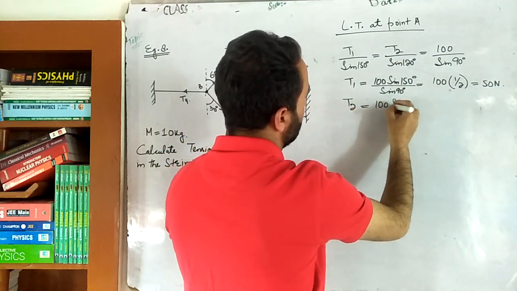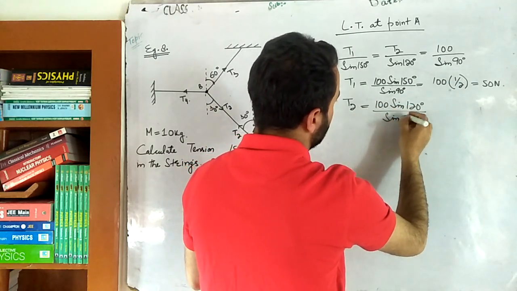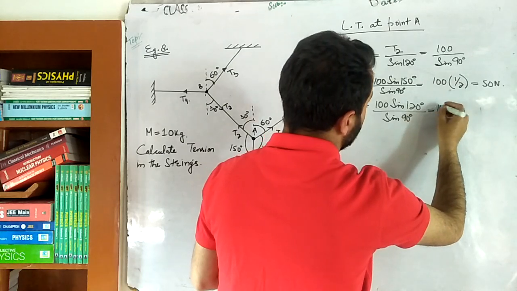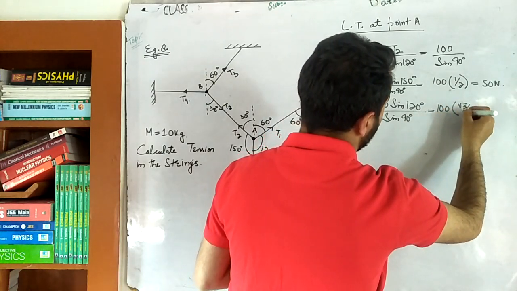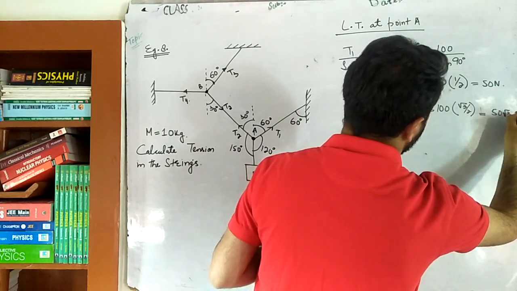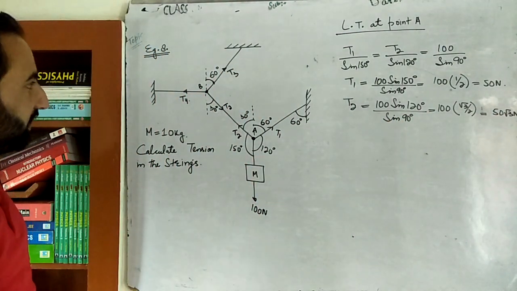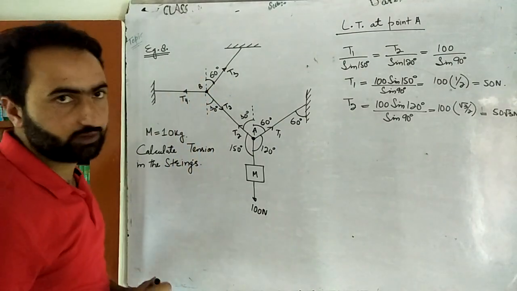It will be equal to 100 multiplied by sine of 120 degree divided by sine of 90 degree. This is 100 multiplied by root 3 by 2, divided by 1. So this will be 50 root 3 Newton. Okay, T1, T2. Okay, son? In the same way we will calculate here. Now Lami's theorem here. Now concentrate, son.